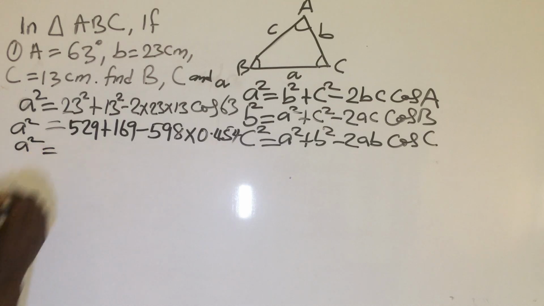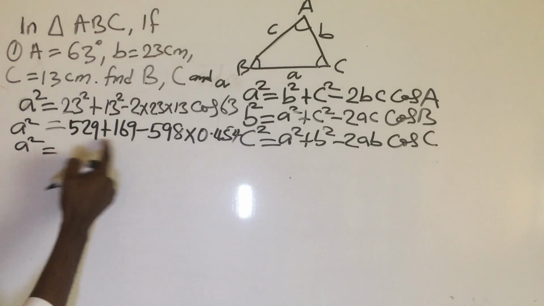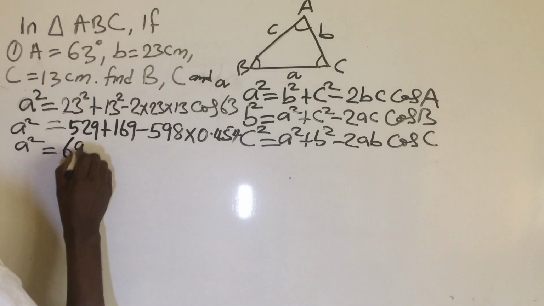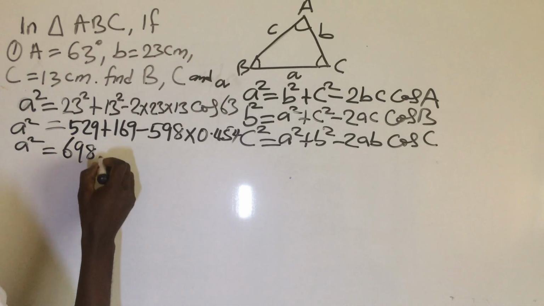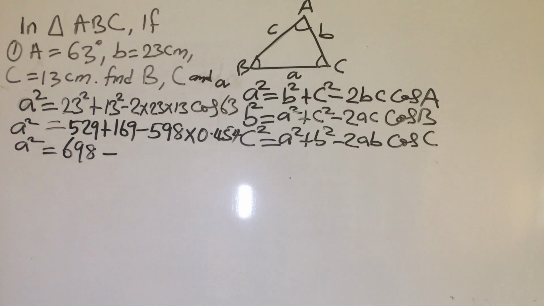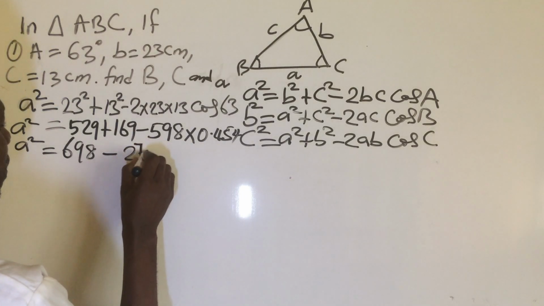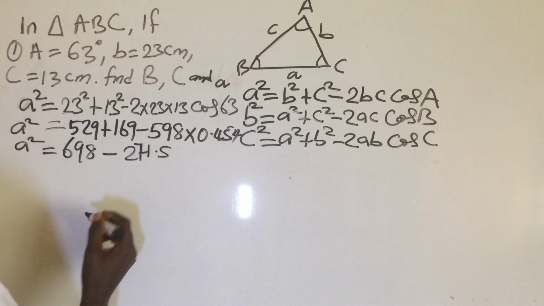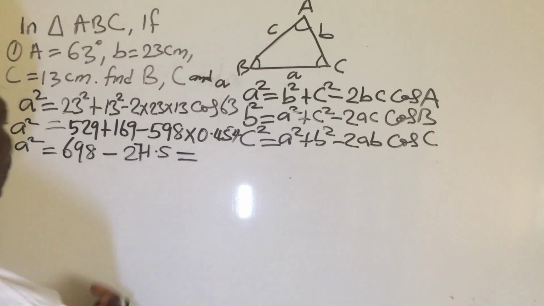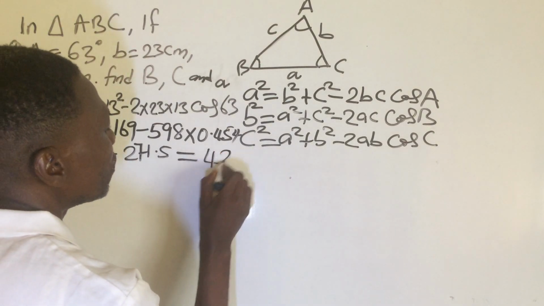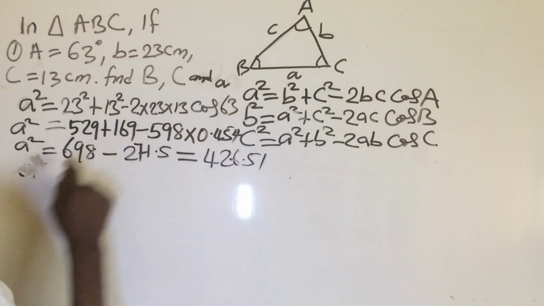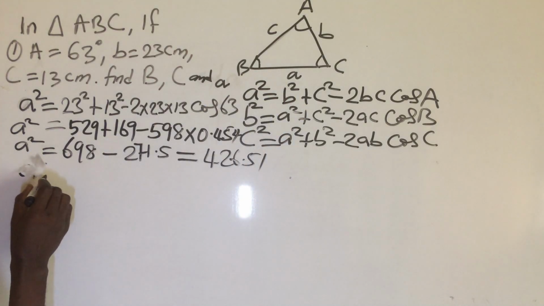Then A squared equals what? We now add these two and multiply here first. 698 when we add this, minus, let us multiply here. This will give us 271.5. Now let's subtract. This minus this will give us 426.51. Finding the value of A, we now find the square root of both sides.